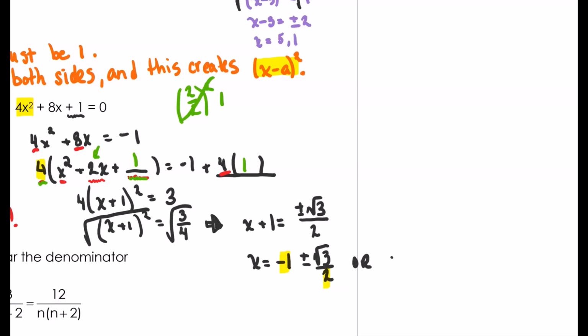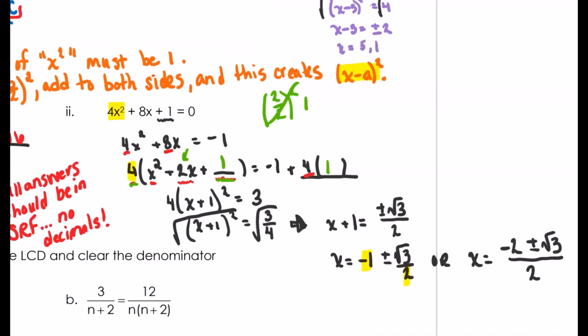So the other version for this would be x is equal to -2 plus or minus the square root of 3 all over 2. And for me, it doesn't matter which one you want to use. Either one is perfectly fine for me. You might want to just double check with your teacher what they prefer.